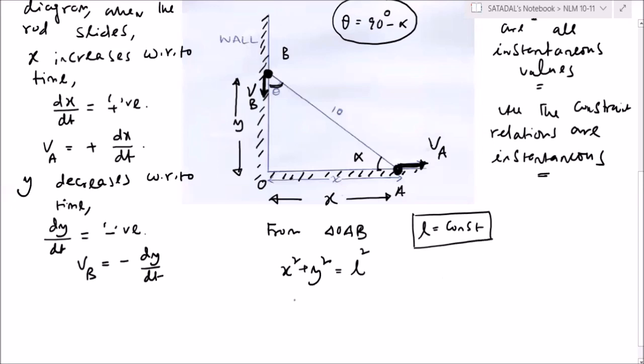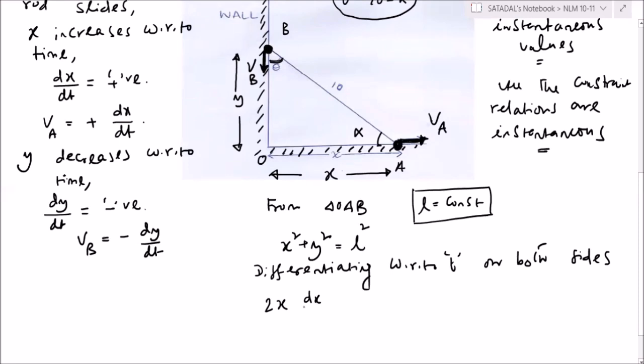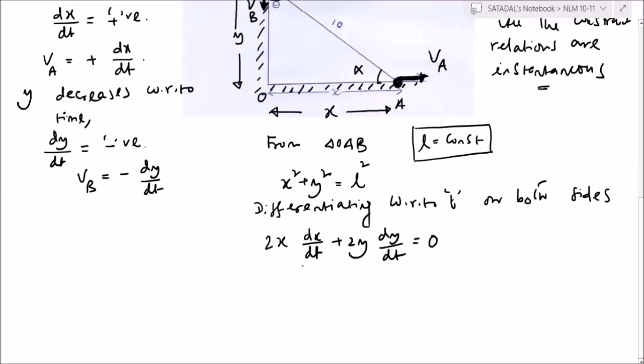Is that okay? Correct. So now differentiating with respect to t on both sides. If I differentiate with respect to t on both sides, what am I supposed to get? I'll get 2x dx/dt plus 2y dy/dt is equal to 0. Okay, is it clear?